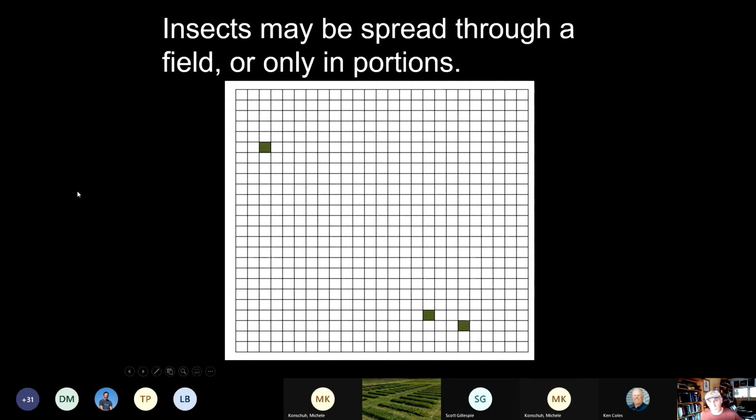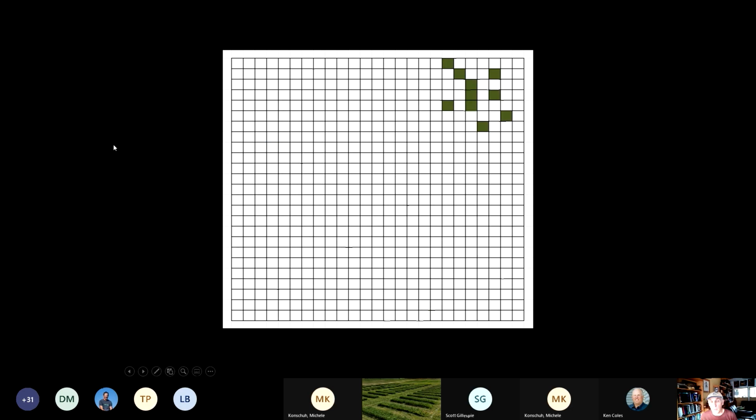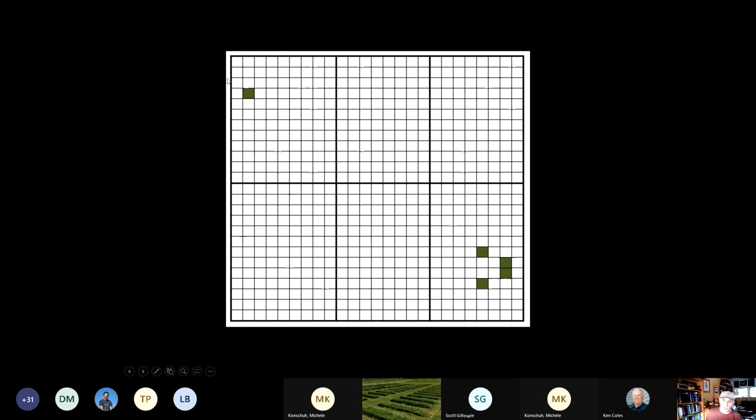Now, of course, people know the problem that insects are spread through the field. You might have a small number spread randomly. You might have a larger number in one corner. So the solution for that is to do stratified sampling. So the field is divided up into maybe 4 sections or 6 if you're keen on getting the best estimate.